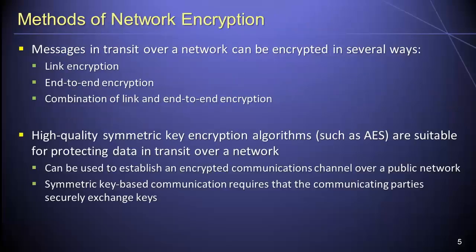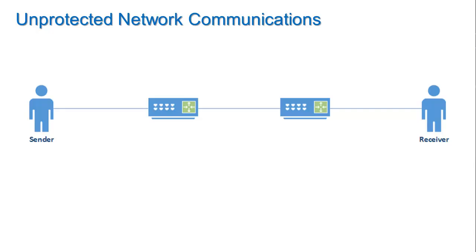Messages being sent over a network can be encrypted in several different ways, including link encryption, end-to-end encryption, or a combination of the two. Before describing these encryption methods, however, let's first consider an unprotected message traveling over a network. In a typical scenario, a message is transmitted from a sender to a receiver. These two parties are commonly separated by several hops, and the message must therefore travel through several intermediary network links and nodes before it can reach the receiver.